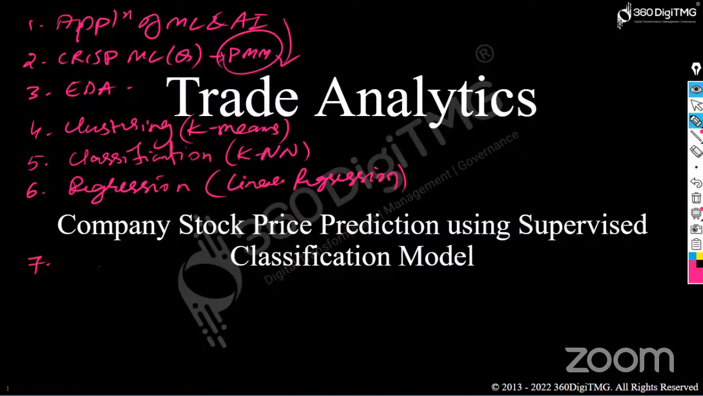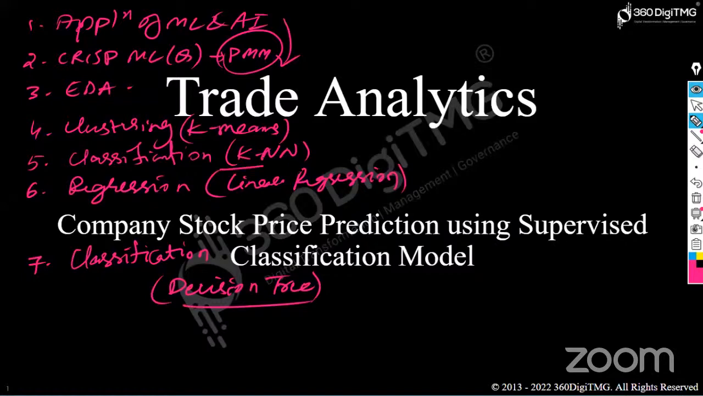So today we'll again use a classification model, which is nothing but the decision tree. We are considering decision tree today. We have already learned k nearest neighbor, which considers the nearest neighbors, calculates the distance and then groups them.